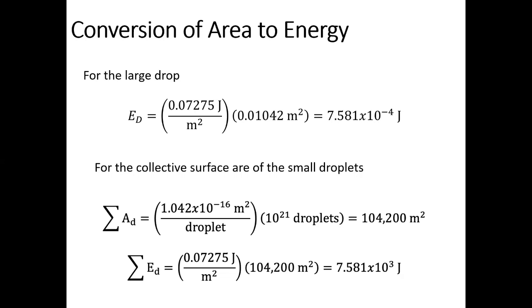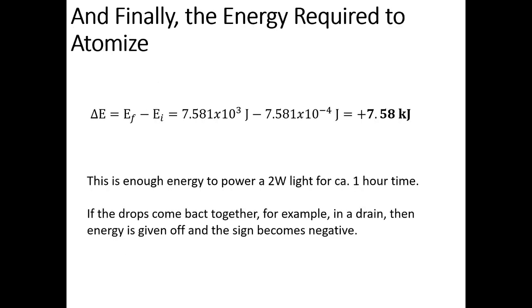Right, now the next step is simply how much energy. So here we use our joules per meter squared times our area, meters squared cancel, and we have energy, 7.8 times 10 to the 4 joules. For the collective surface area, we just simply total it all up, and we find out that we have 7.5 times 10 to the 3rd joules. Now we do the delta A equation, and we end up with plus 7.58 kilojoules.